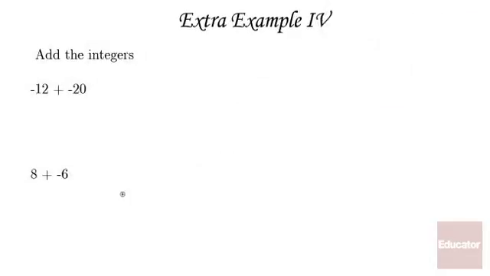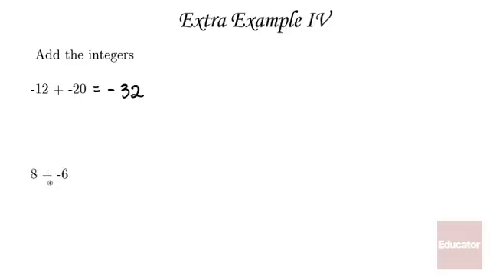Okay, the next couple. Add the integers. Okay, again, we have a negative number here plus a negative number here. As long as they have the same sign, in this case, they both have a negative sign, then we can just add the numbers together, 12 and 20, or you can add the absolute values together, so it's 12 plus 20, which is 32. And you're going to give it the same sign. So negative plus a negative equals a negative. So negative 12 plus negative 20 equals negative 32.